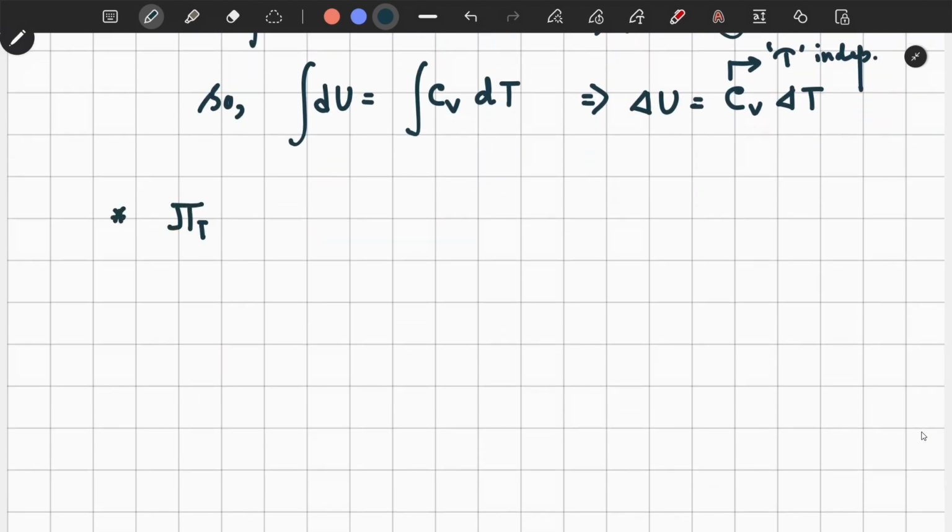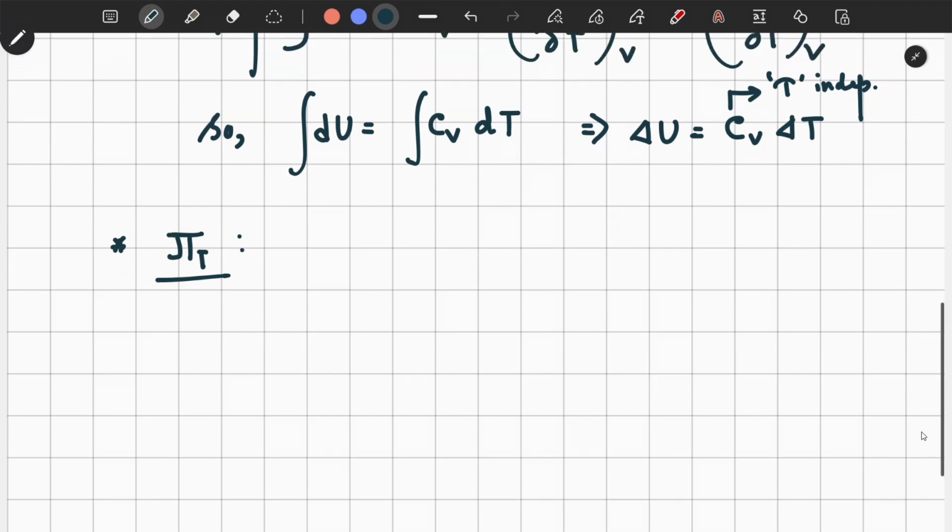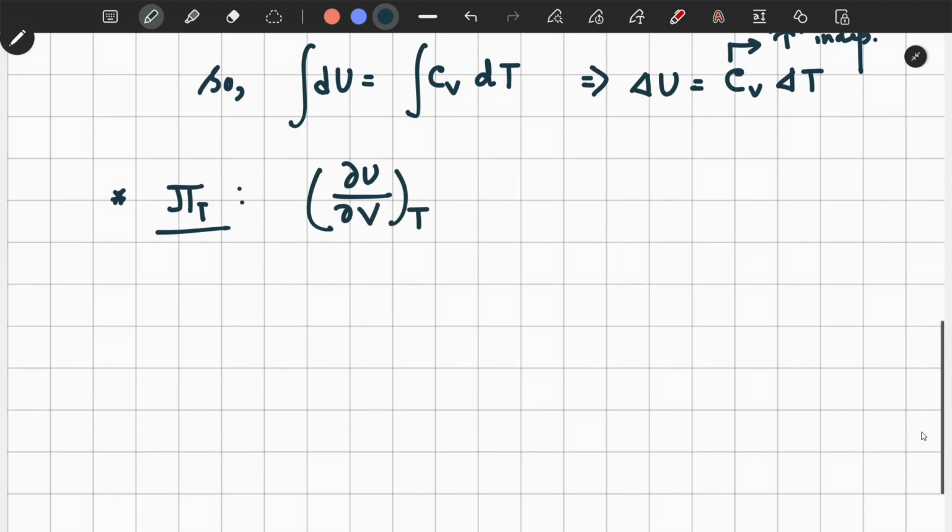But now the important thing is calculation of pi_T. So Cv you can calculate for gases. This is not very difficult. But pi_T, how can you calculate it? What is pi_T? It is del U del V at constant T, which is a constant temperature process. That means it's an isothermal process.